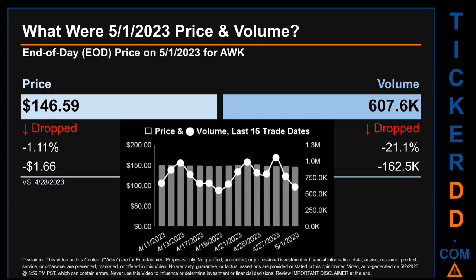The graph shows price and volume for the last 15 trade dates. Across a range of $5.82, the max and minimum end-of-day price were respectively $152.42 and $146.59. Volume saw a range of 501.9 thousand, from a day low of 552.6 thousand to a day high of 1.1 million.